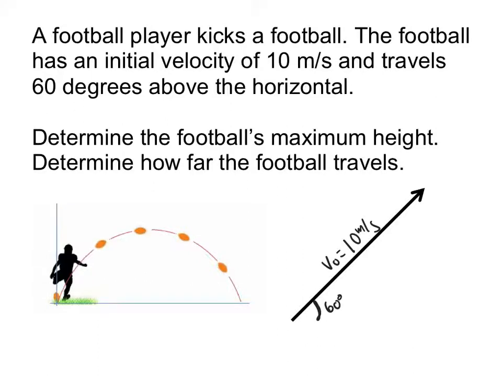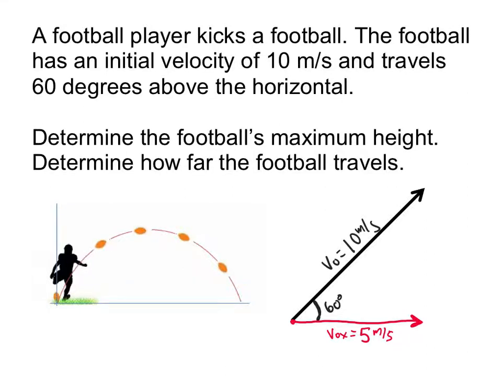First things first, we need to break down this initial velocity into vector components. That way we can start working in our x and y directions. Now, from our forces unit, we should be pretty okay with our vectors. We know that the x component is horizontal. I'm going to call this v initial x. And after doing some SOHCAHTOA, which I'm going to skip ahead and do for you, we should get 5 meters per second as the horizontal component.